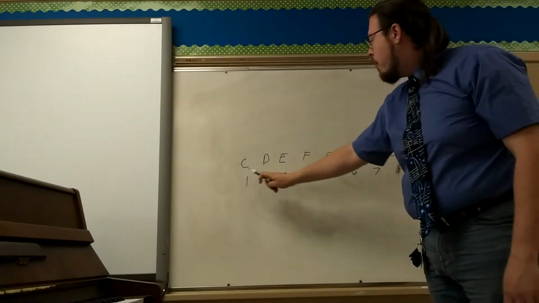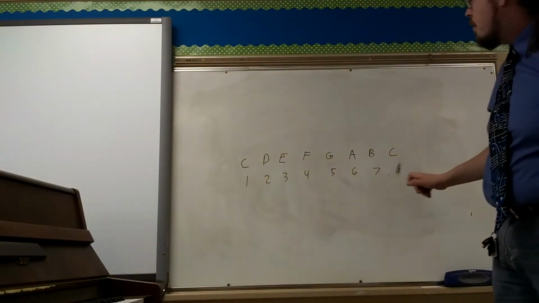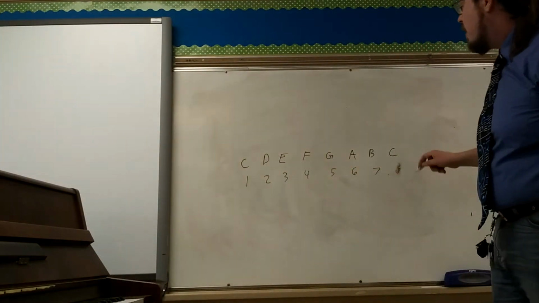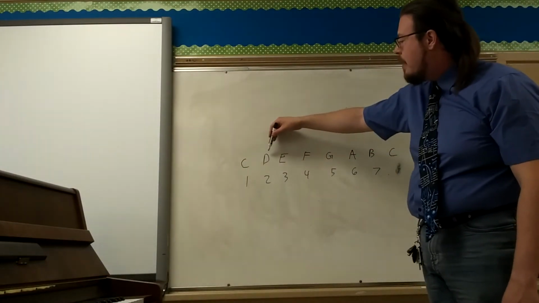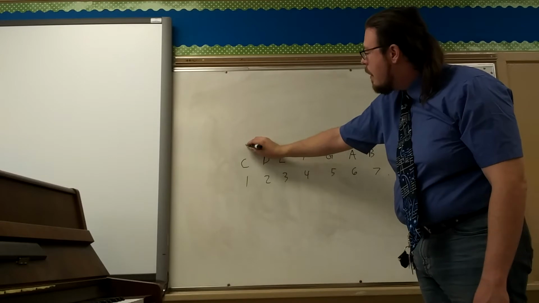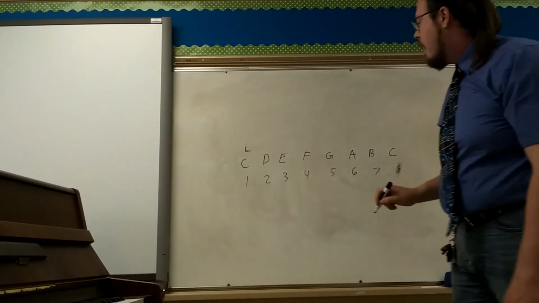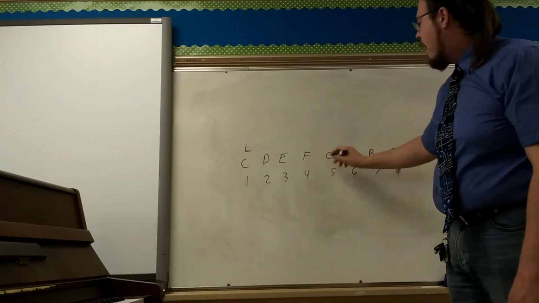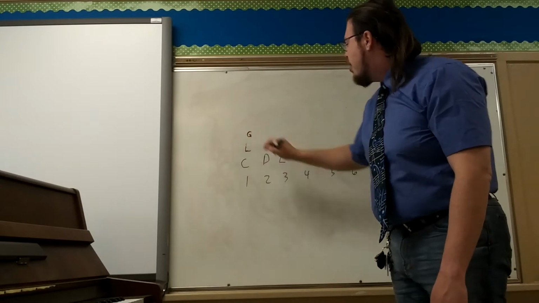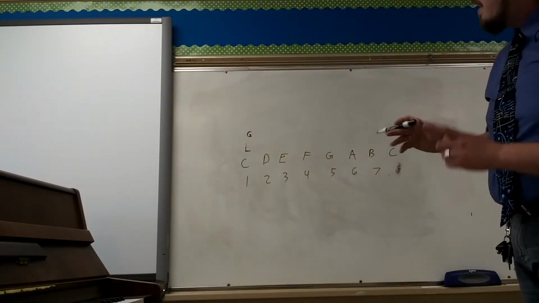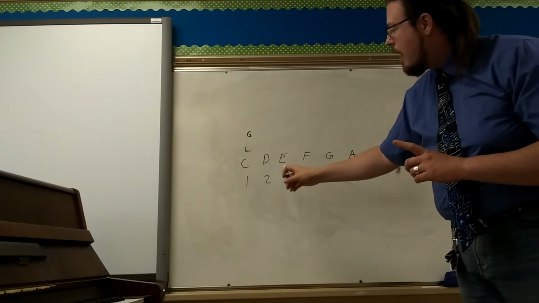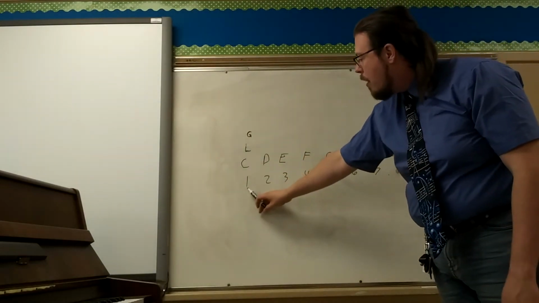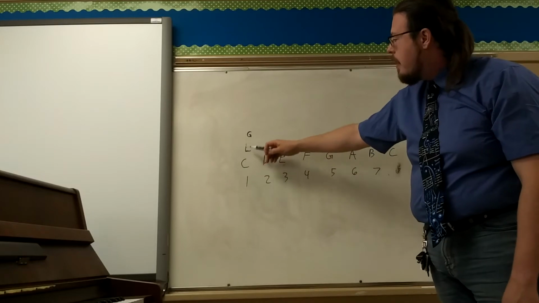Now I said to build a chord, we skipped notes. Last time I just circled them. This time I'm going to write them out. So if I have C to build a chord, I skip D and I would write E. I skip F, I would have G. So in the scale of C, my one chord is C, E, and G.